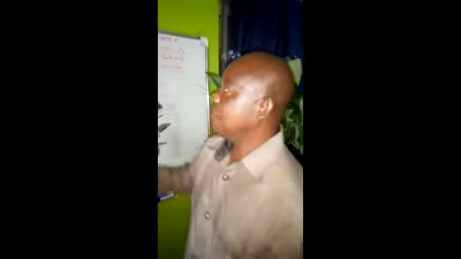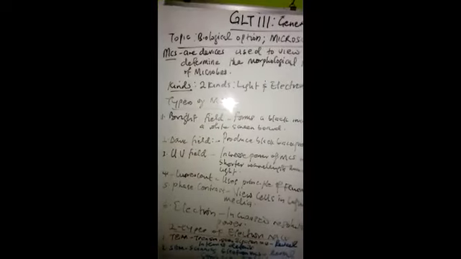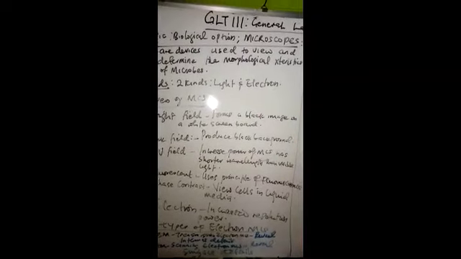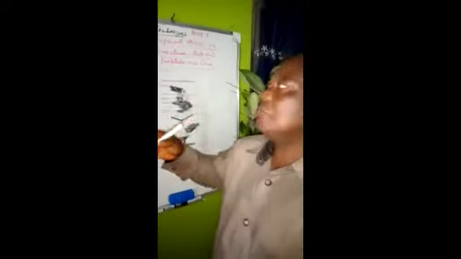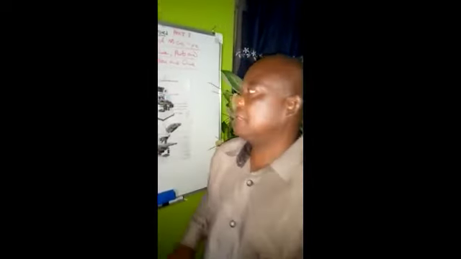Now, microscopes are generally of two kinds: the light microscope and the electron microscope. Those that use light and those that use electrons, so electricity. Then types. There are different types of microscopes.